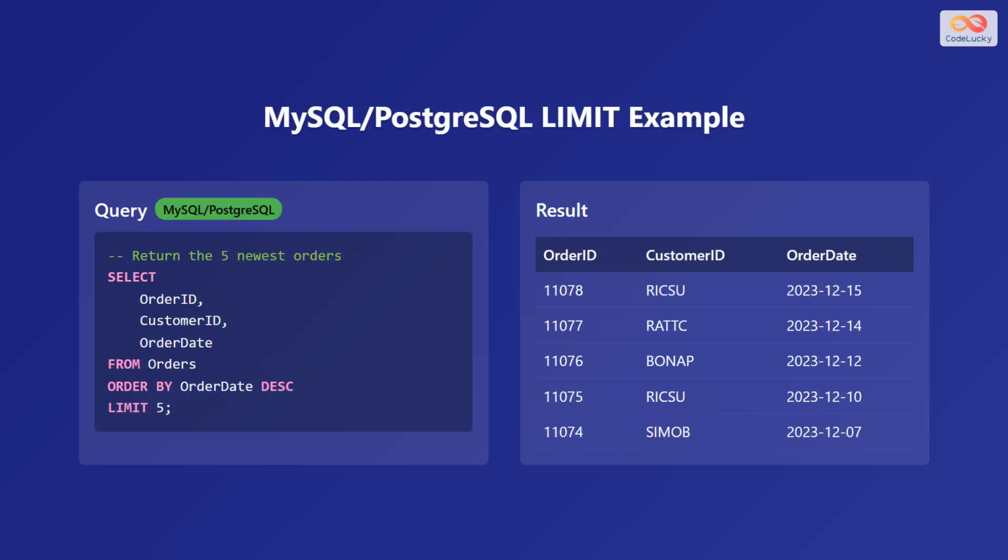Here's an example of how to use the LIMIT clause in MySQL or PostgreSQL. This query retrieves the 5 newest orders from an orders table. It selects the order ID, customer ID, and order date columns, orders the results by order date in descending order using the DESC keyword, and limits the output to the top 5 rows. The result shows a table with the 5 most recent orders, including their order IDs, customer IDs, and order dates.